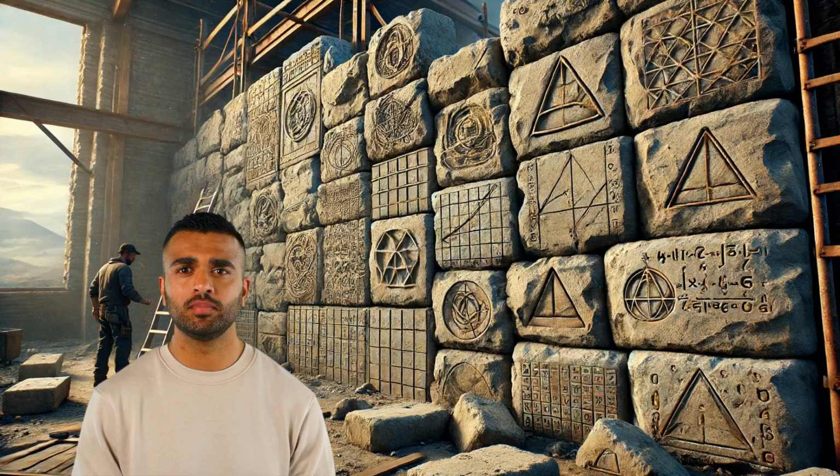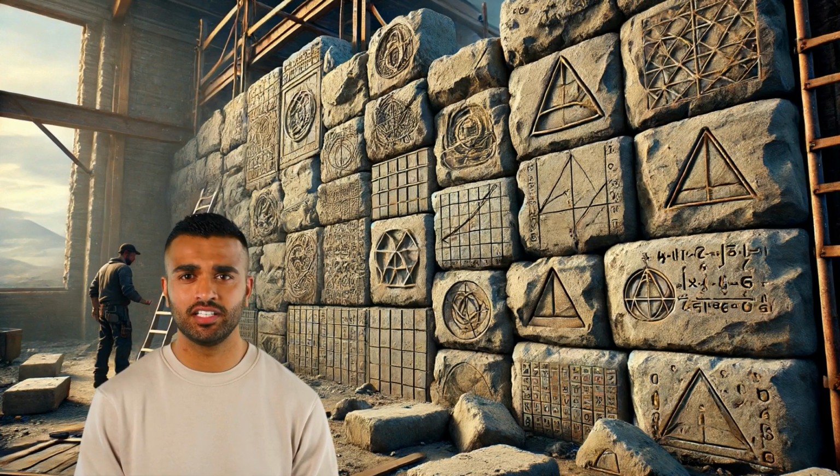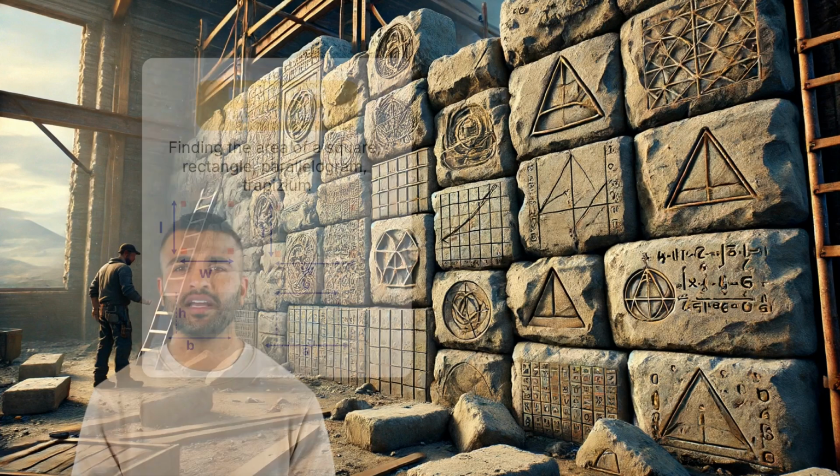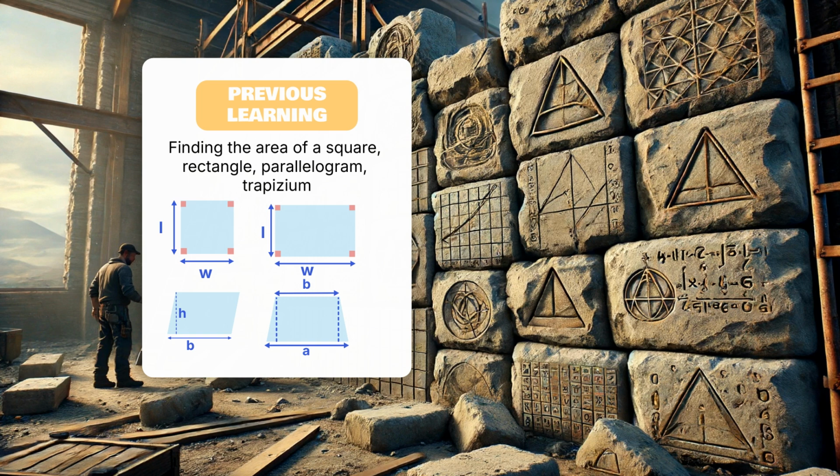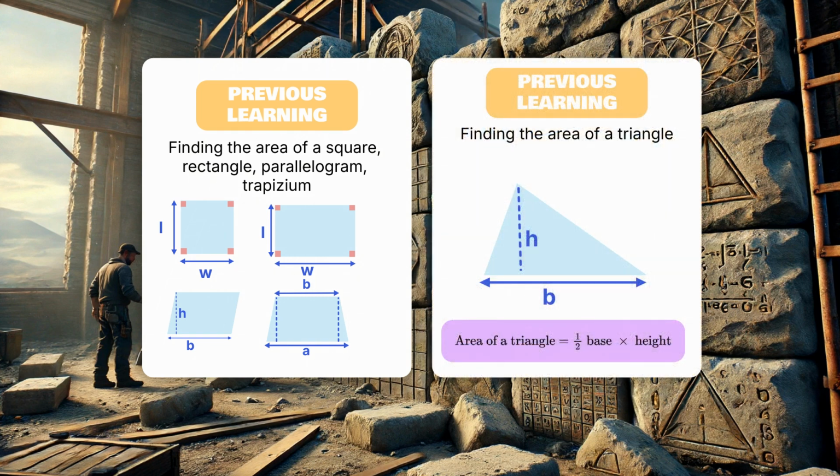Up until now, we've been focusing on understanding the areas of basic shapes. We've learned how to calculate the area of various four-sided figures called quadrilaterals. We've also practiced finding the area for different types of triangles. With this solid foundation, we are now ready to explore the concept of perimeter, which measures the total distance around a shape. Understanding perimeter allows us to tackle a variety of practical problems, such as determining the amount of fencing needed to enclose a garden or the trim required to frame a picture.